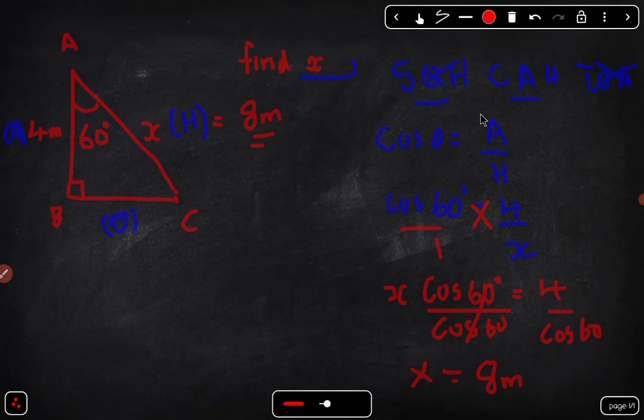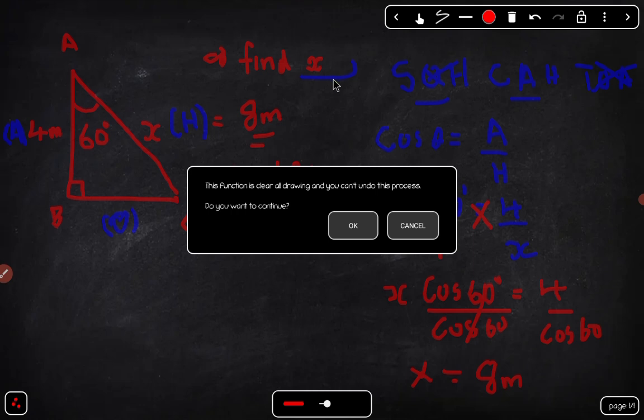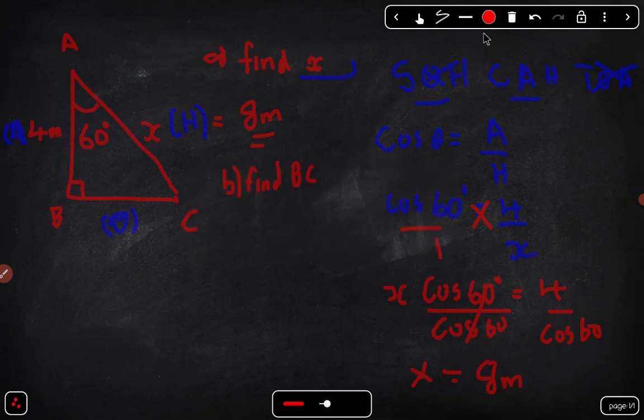Okay, then now the follow-up question comes. This was question A. Question B says now find BC. So BC is this side. Now we know that here we've got 8. So X is 8. Find BC now. Let's see how we can find the BC.